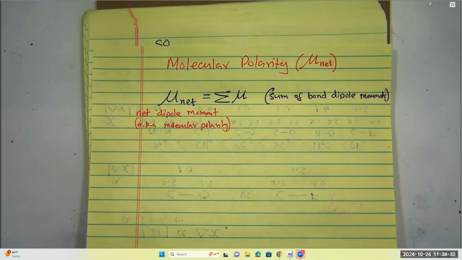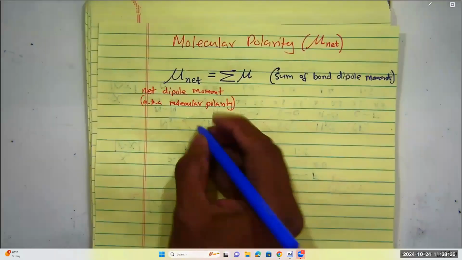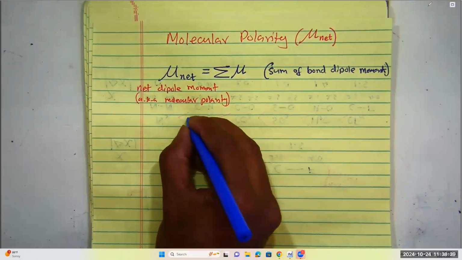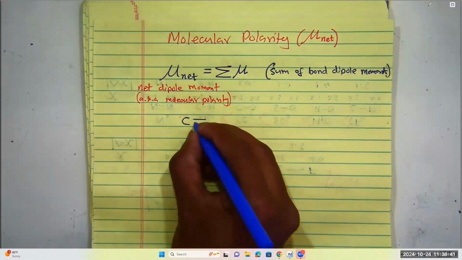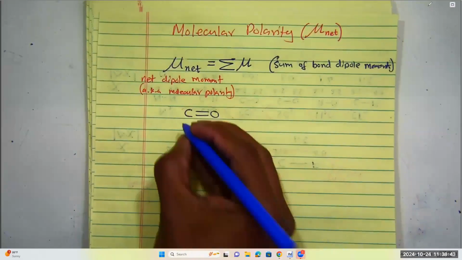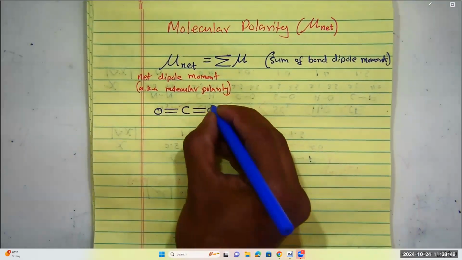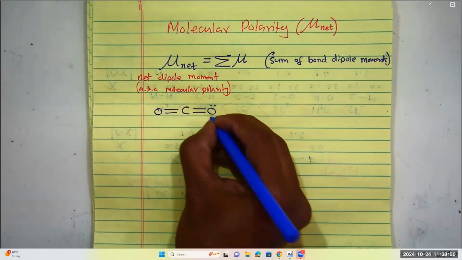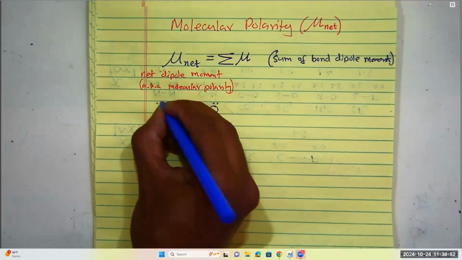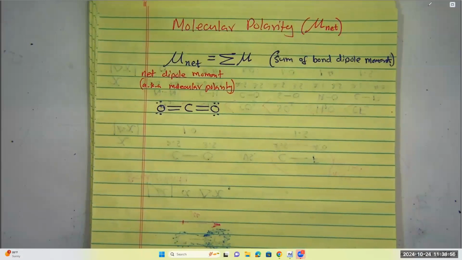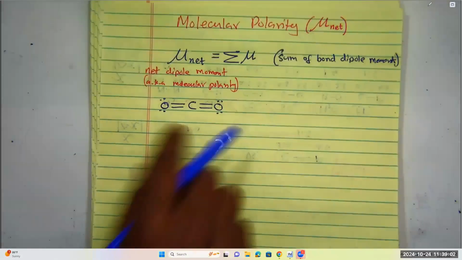I'm going to do one on my notebook and then switch to the PowerPoint or the Top Hat. So let's think about CO2. We know it's essential that we draw the molecule with the correct geometry. What's the shape of the CO2 molecule? It's a linear molecule, so it looks like this.